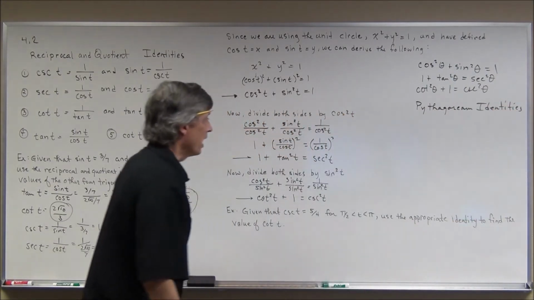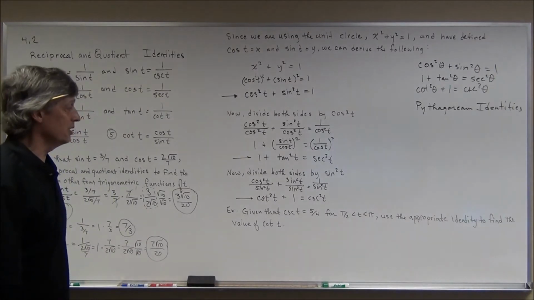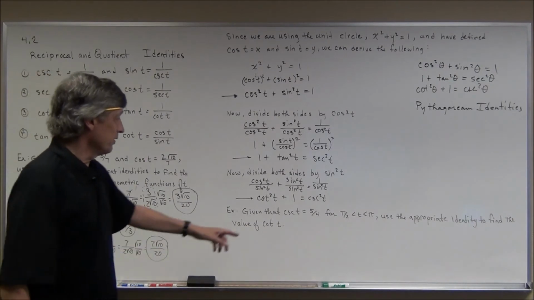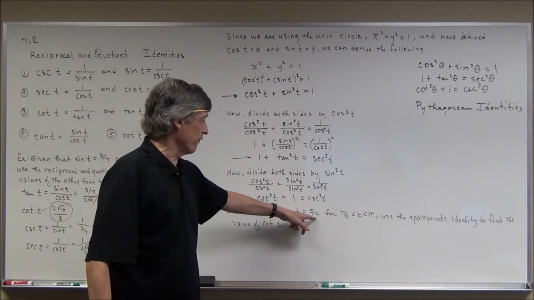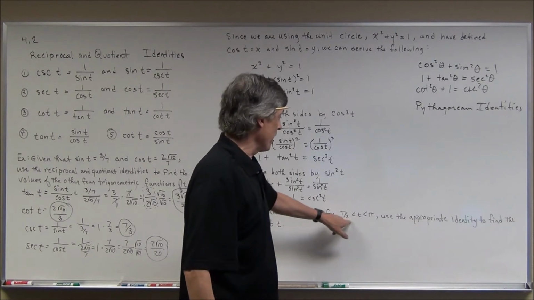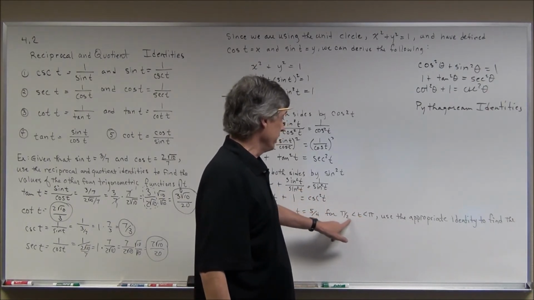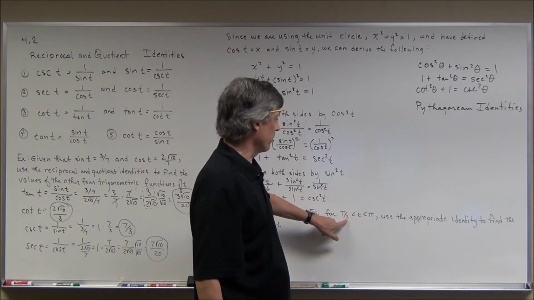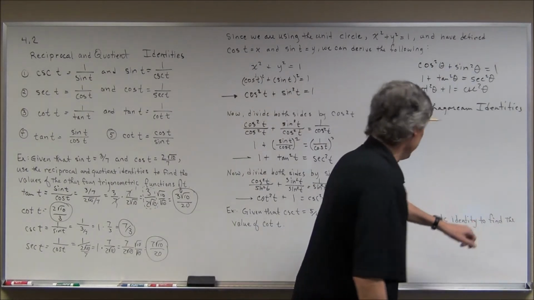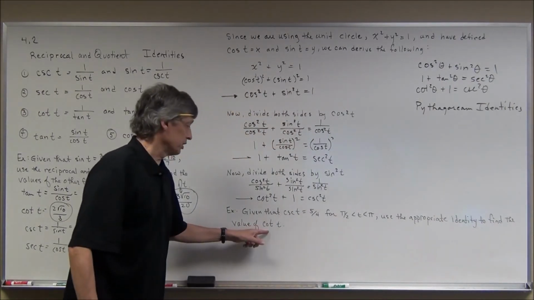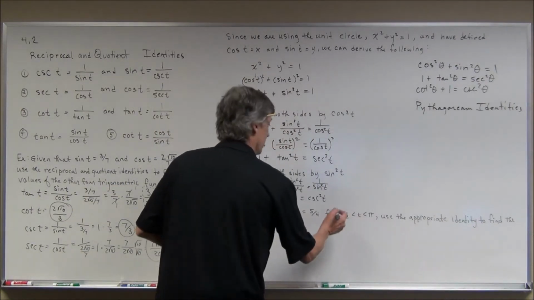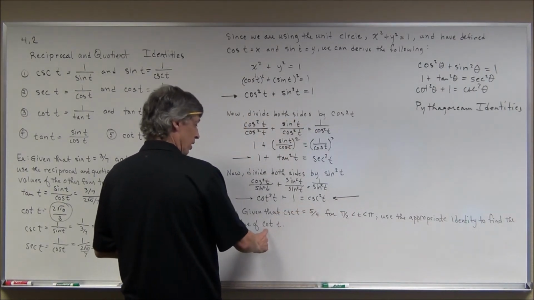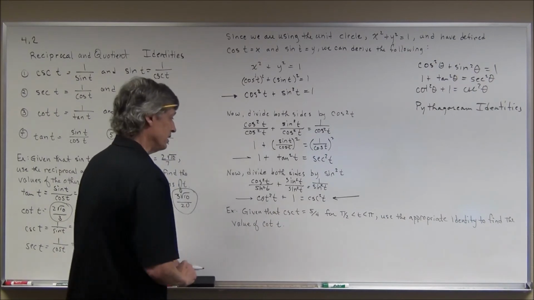Now I'm going to use the Pythagorean identities to solve this problem right down here. It says, given that the cosecant of t is equal to 5/4 for t being between pi over 2 and pi, that would put this in the second quadrant, between 90 and 180, use the appropriate identity to find the value of the cotangent of t. Well, I am using this guy right here. They give me cosecant, they're looking for cotangent, that's the guy.